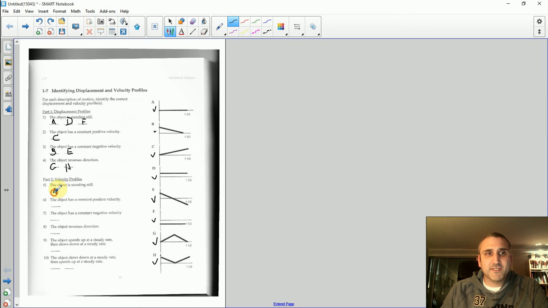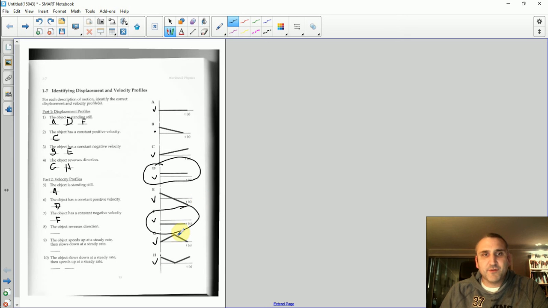That is where the velocity is A at 0. The object has a constant positive velocity. That is going to be letter C because, oh, I'm sorry, not letter C. That object is going to be letter D because we're dealing with a constant velocity, so a straight flat line in the positive area. So that's letter D. The object has a constant negative velocity. That should be letter F because we're dealing with a flat straight line, no slope, constant negative velocities there.